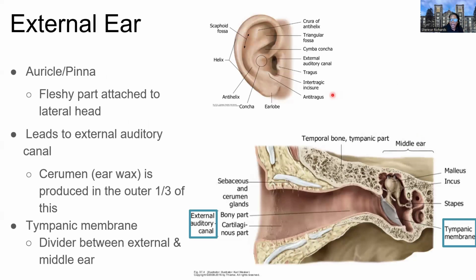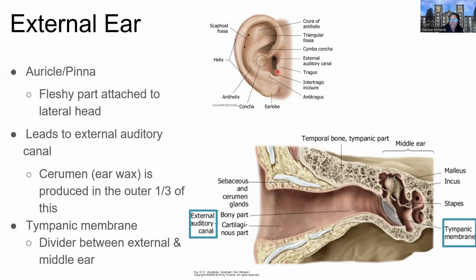Now, the external ear has the auricle or pinna. This is the outer flap-like, fleshy part of the ear that's attached to the head. This is extremely important in trapping vibrations, trapping sound, and sending it into the tunnel, which is the external auditory canal, the passageway that leads to the middle ear.